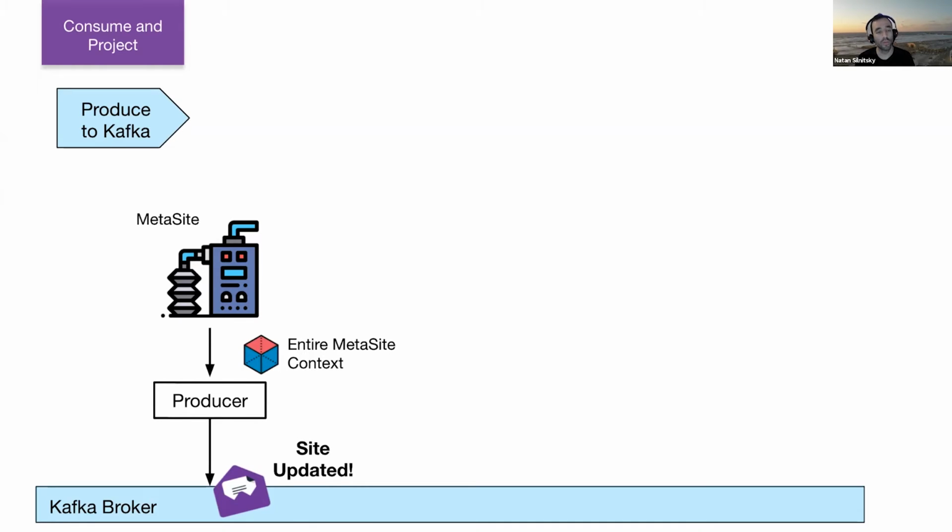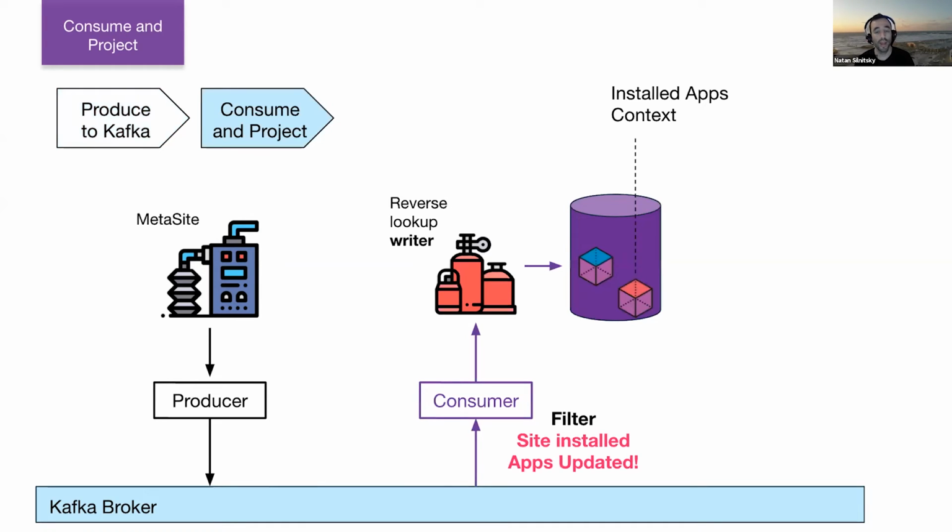They started off with producing any updates happening on the meta-site database to Kafka. So we just have site updates events, and of course, all the historical information also is Kafka events. Then they created a completely brand new service called a reverse lookup writer. And this one just consumed these Kafka event updates for these meta sites. And it's only interested in updates regarding site installed applications.